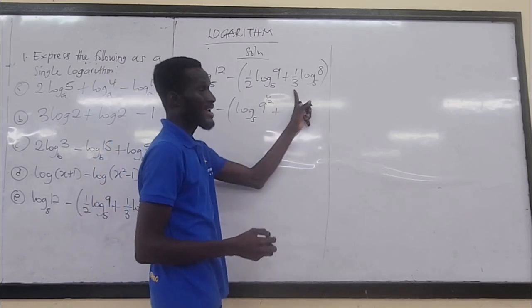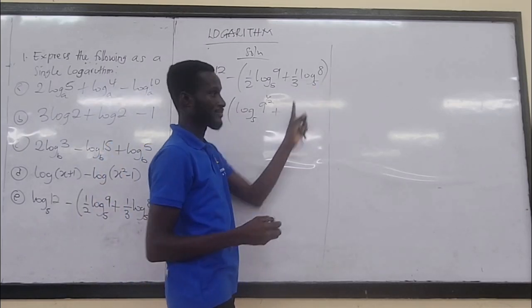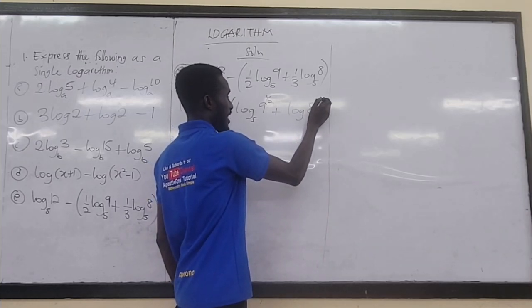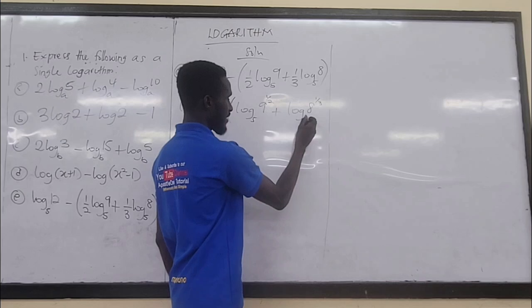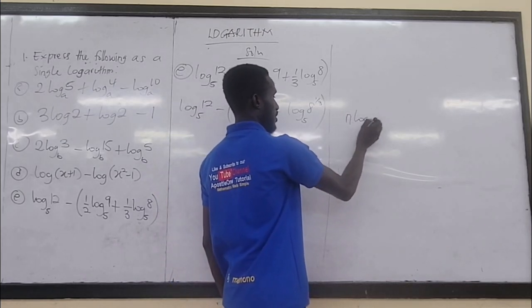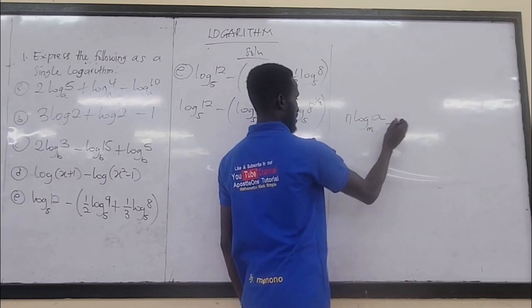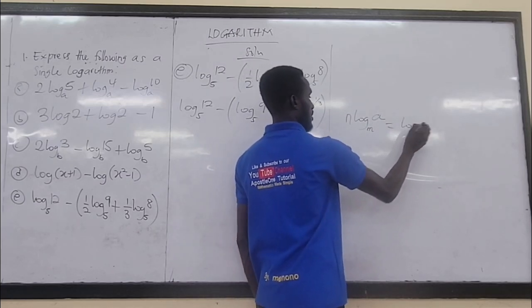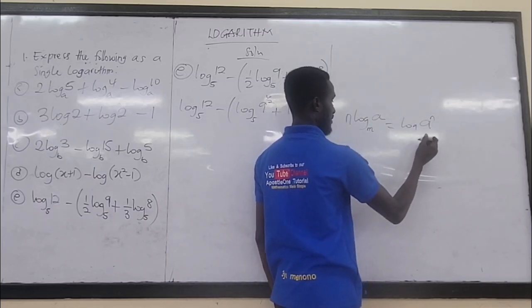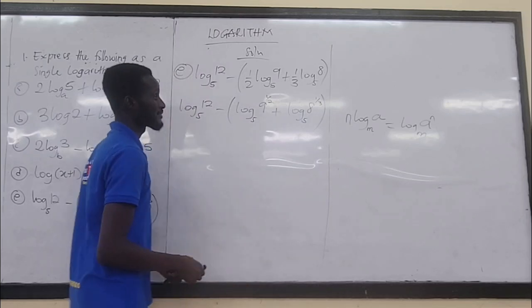And then we do the same thing here. The 1 over 3 becomes an exponent of the 8. Don't forget, so we have log 8 exponent 1 over 3 base 5. I'm applying the fact that n log a base m is the same as a exponent n, log base m, as simple as that. This is what I'm applying.